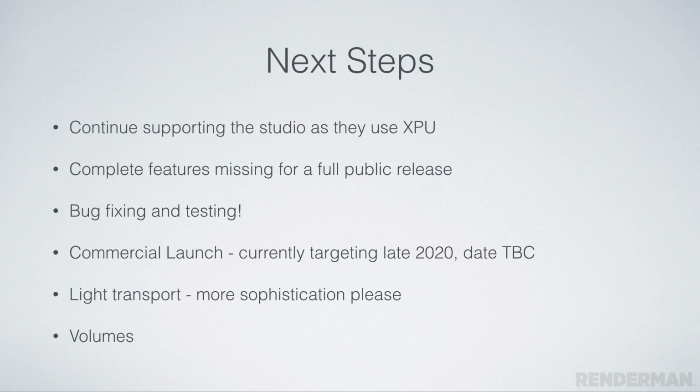So the next steps for XPU: we need to continue supporting the studio as they use XPU more and more. We need to complete some features that we know are missing for the public release, and we need to actually go through a release cycle, bug fix, test, and launch, ideally toward the end of this year, although the date there is to be confirmed. Then the next big things are volumes, which is a necessity for a large portion of production shots. And we need to investigate incorporating some more sophisticated light transport mechanisms into XPU.